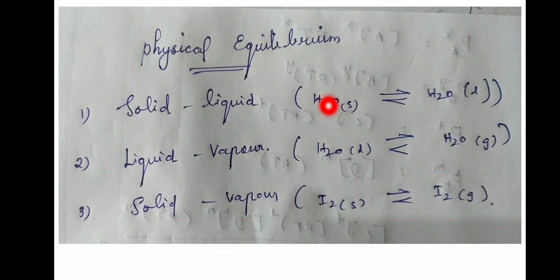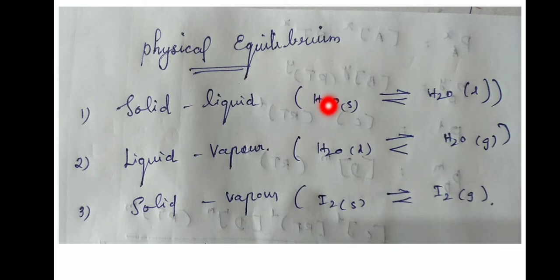A system in which the amount of matter constituting different phases does not change with time is said to be in physical equilibrium. Okay, three types: solid-liquid, liquid-vapor and solid-vapor.